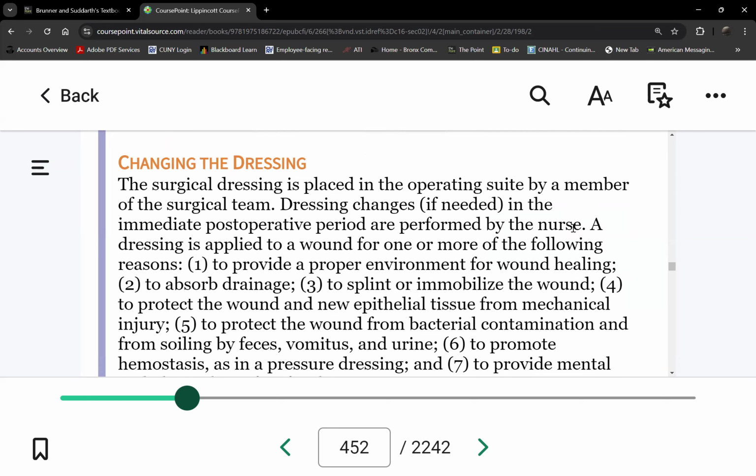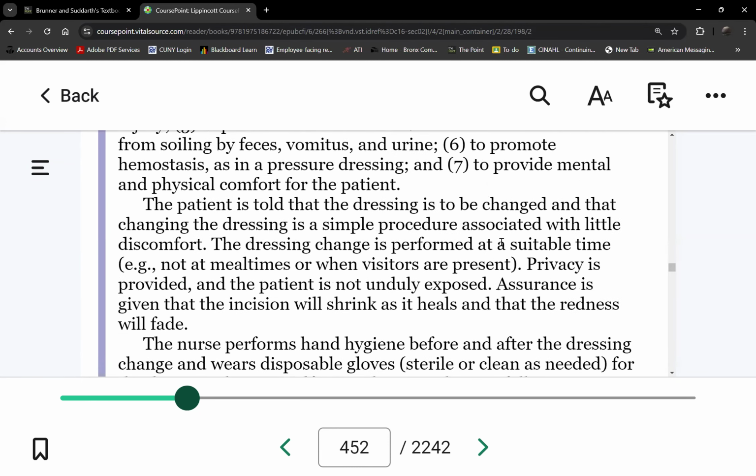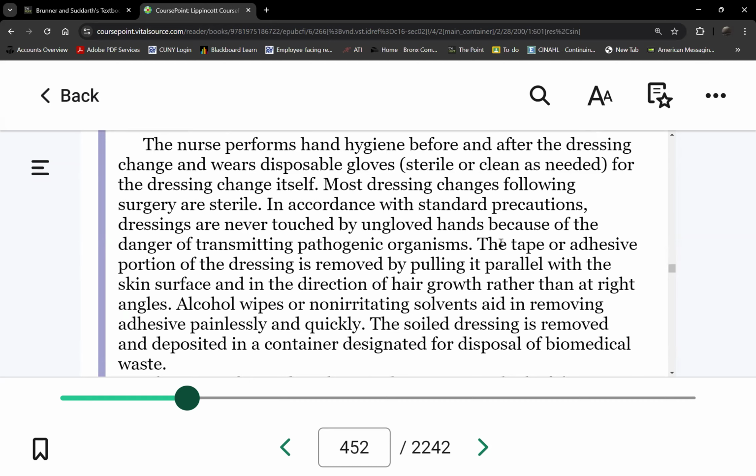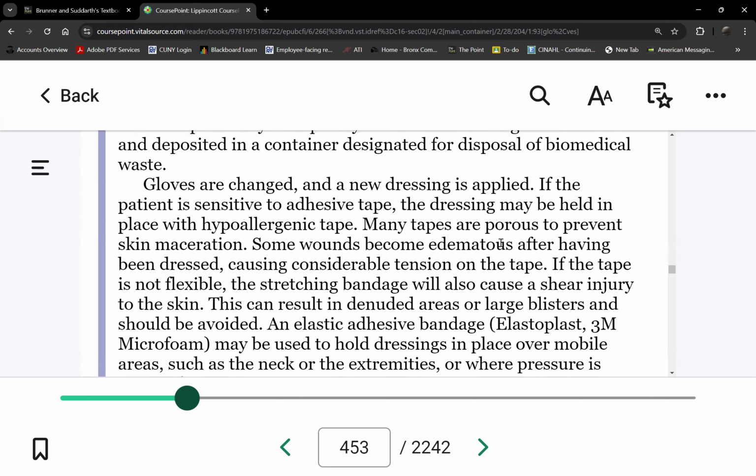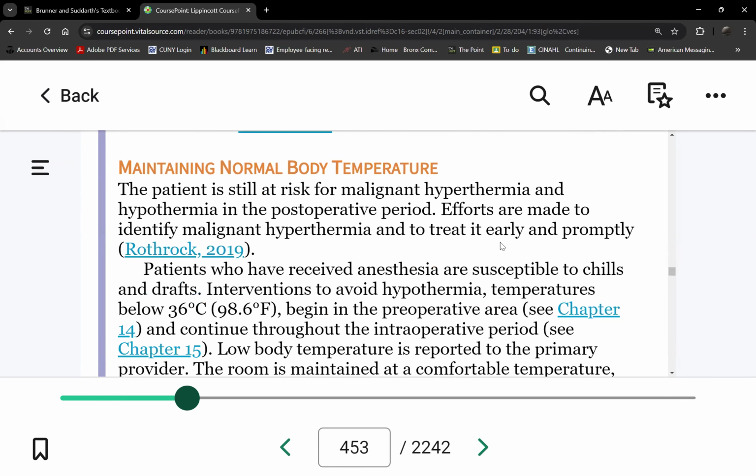Again, changing the dressing, the first surgical dressing will be done by the surgeons. Don't worry, they make rounds early in the morning, around 4, 5, 6, they start already. Before you know it, it's already finished. And then subsequent dressings, they'll give you instructions on what to do, so you follow them. So of course you do hand washing, right? And then aseptic technique. Maintaining normal body temperature, of course.